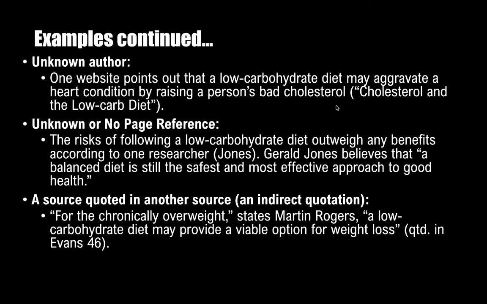And in that case, on the Works Cited page, if there's no author and there's no anything beyond that, then that would be the first thing you would see, the title of the article. And so in that case, that's what you put in the in-text parenthetical citation. If you don't know a page number, sometimes if you get sources that are like journals and stuff, even though they're online, they'll have a page number. But sometimes if it's a web page, you may not have a page number. The risk of following a low-carb diet outweigh any benefits according to one researcher. Obviously, it's Jones. Sometimes it's easier to just not put their name so you can use it as their citation.